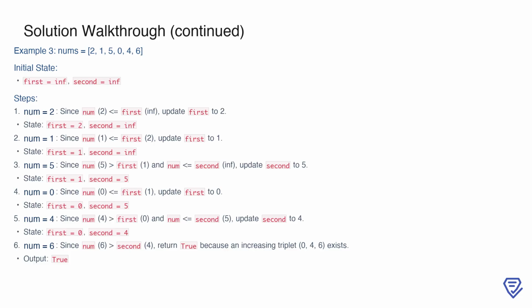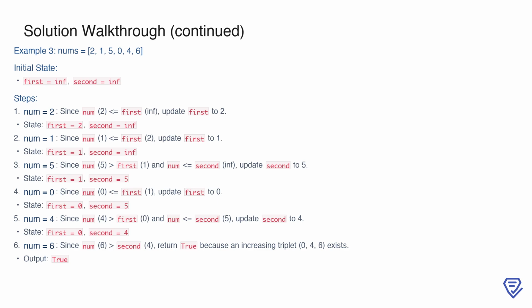Then, for number equals 5, it is greater than first and less than or equal to second, so we update second to 5. The state becomes first equals 1, second equals 5. With number equals 0, since it is less than or equal to first, we update first to 0. The state is now first equals 0, second equals 5.